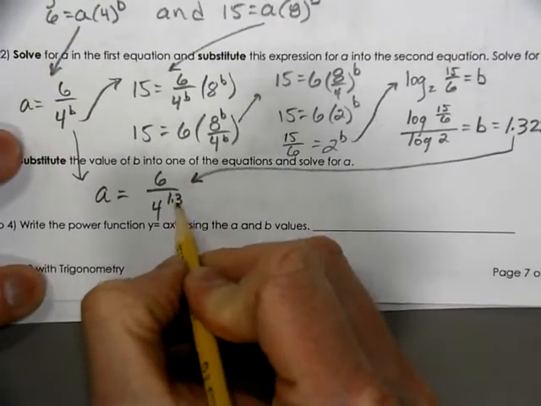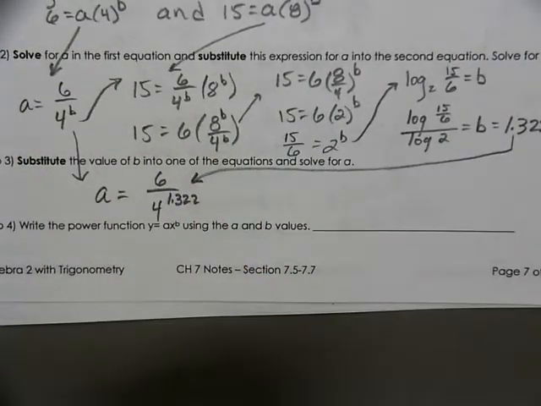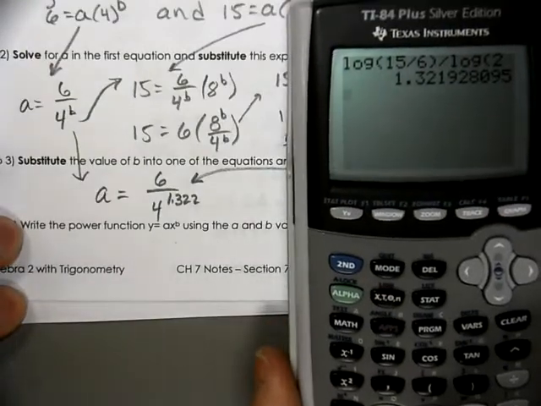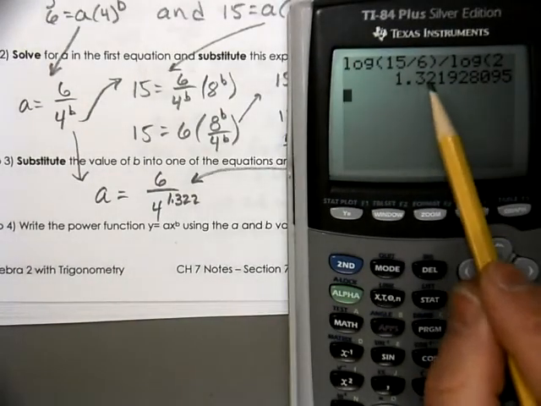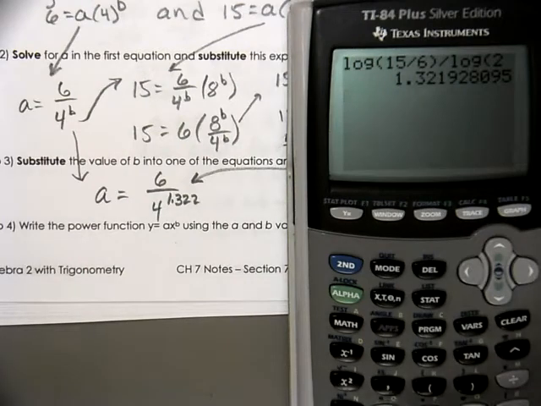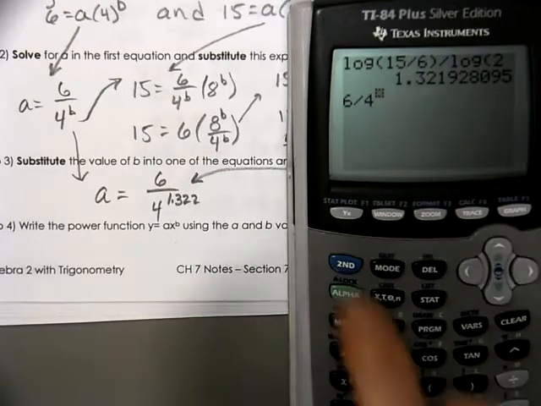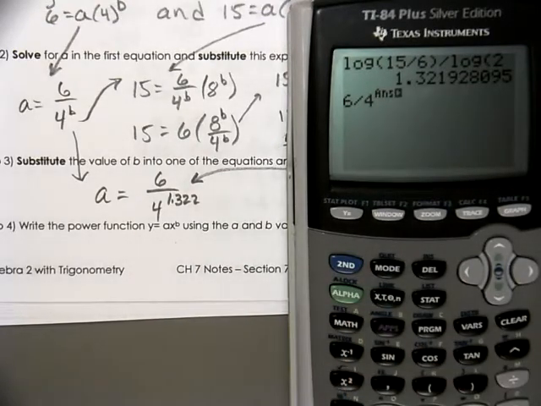And that's 1.322. Now I would suggest to use the real value there. In the real value, we calculated out the 1.322. So now we're going to say 6 divided by 4 raised to the, and I would put down answer rather than putting in a rounded decimal. And that gets us our answer of 0.96.